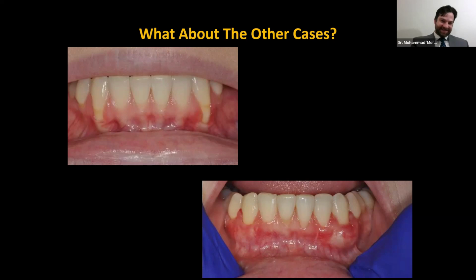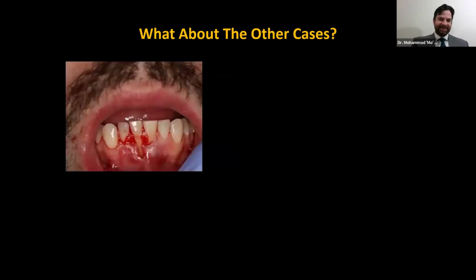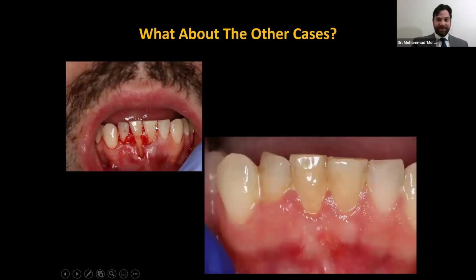And what about the last case? What about the first case, which turns out to be the last as well? So this was the case. And once again, it's been over a year. The result has been stable. We were able to go from this situation to, boom, this situation. You see, complete root coverage, gain in keratinized tissue. The only thing is I wish the patient took care of the oral hygiene much better, but that's another story for another day. But this is how it is.